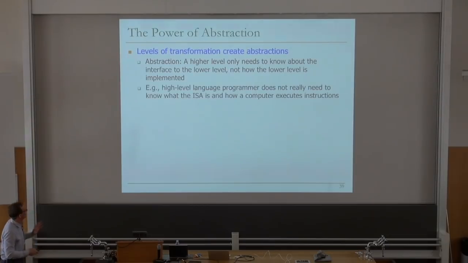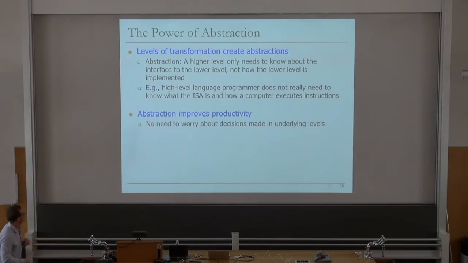Right? That's nice. For example, a high-level language programmer doesn't really need to know what the ISA is or how a computer executes instructions if somebody else does the next level. So abstraction is great for improving productivity because you don't need to worry about decisions made in the underlying levels. It improves programmability also. Actually, in the FPGA domain, the reconfigurable domain, you don't have these abstractions really well defined. As a result, productivity is low. As a result, there are fewer people programming FPGAs because it's not easy, because you don't have these nicely defined abstractions, right?